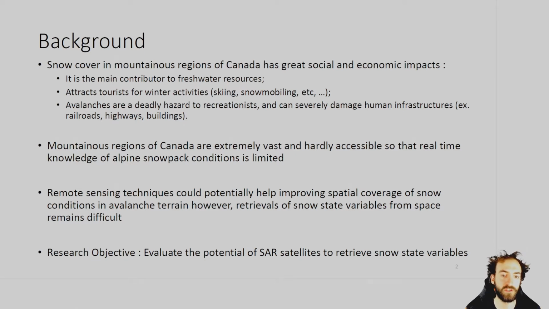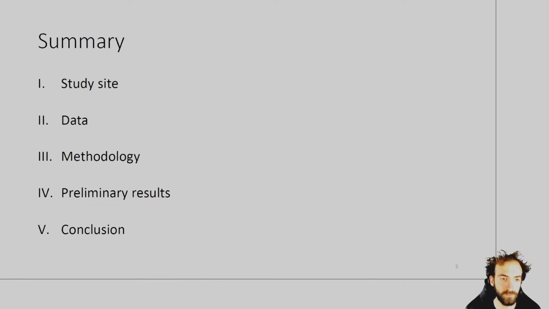The mountainous regions of Canada are extremely vast and hardly accessible, so real-time knowledge of the alpine snowpack conditions is limited. Remote sensing could potentially help improve spatial coverage of snow conditions. However, the retrieval of snow state variables from space still remains difficult. Therefore, my research objective is to evaluate the potential of SAR satellites to retrieve snow state variables.